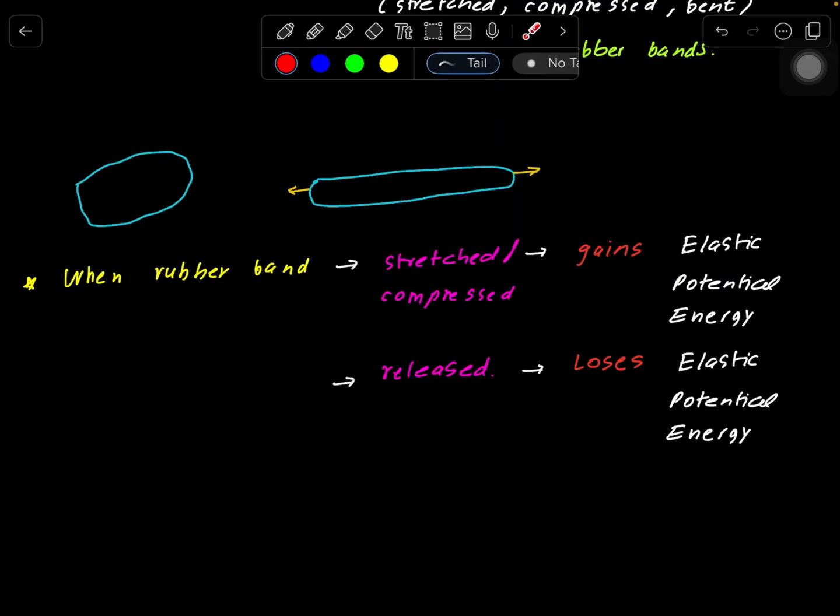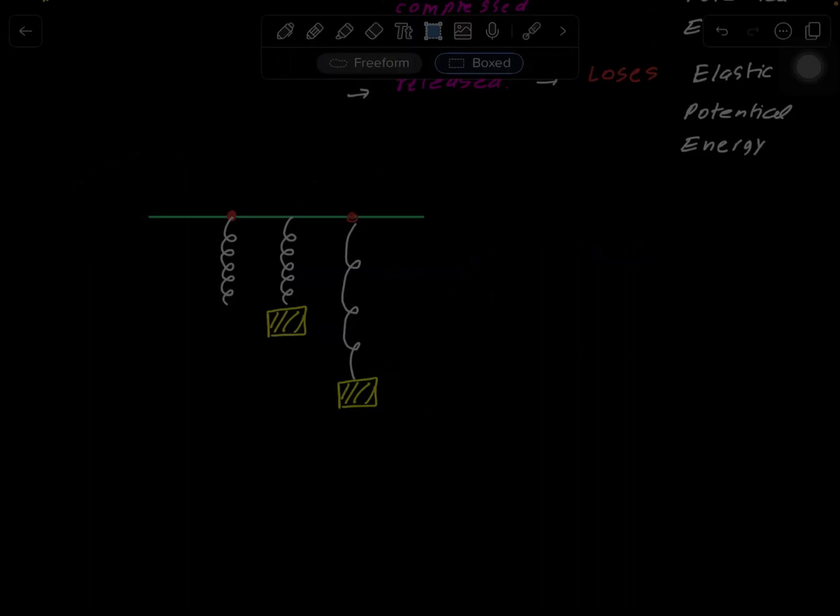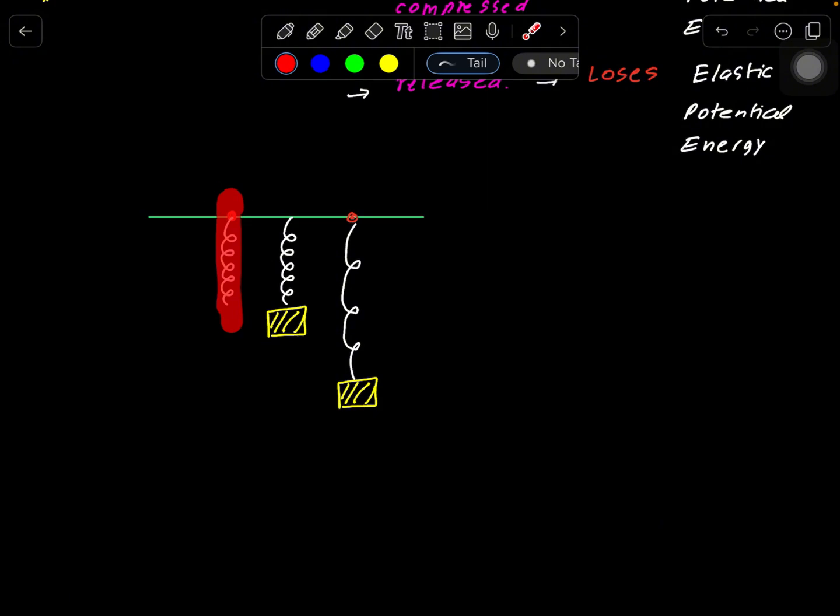Remember, when the rubber band, a spring, or any elastic object that can change its shape is stretched or compressed, it gains elastic potential energy. And when it's released, it loses its elastic potential energy because that energy is transferred from its elastic potential store to some other form of energy. Now, this is the original form and this is the extended form, and you would see that there is a change in the length of the spring. This change is called the extension.